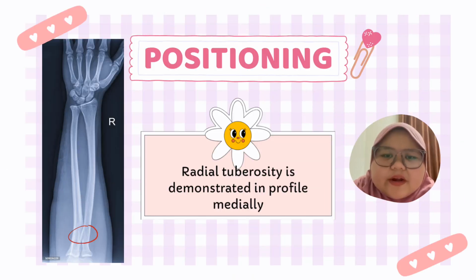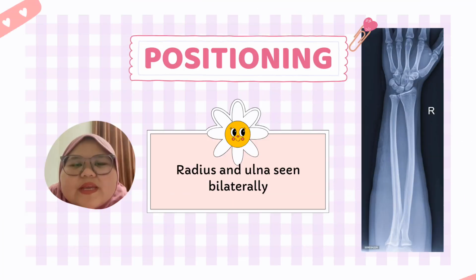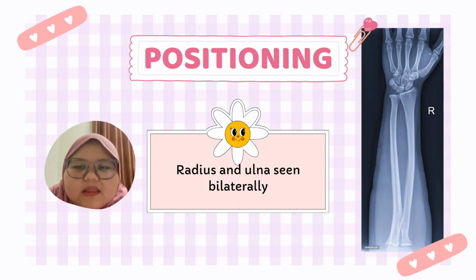The second criteria is the radial tuberosity is demonstrated in profile medially. As we can see in the radiograph, the radial tuberosity is in profile as I circled there and demonstrated towards the middle. Next, we can see the radius and ulna seen bilaterally compared with the lateral projection where the radius and ulna superimpose with each other.